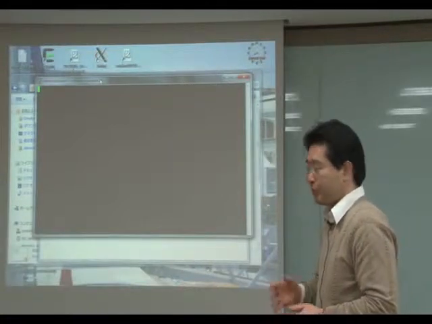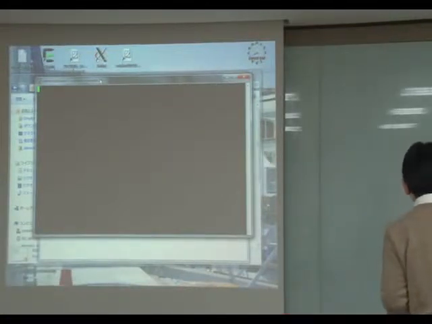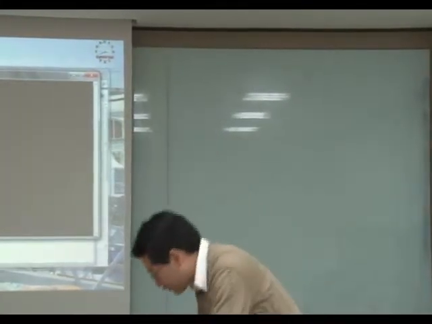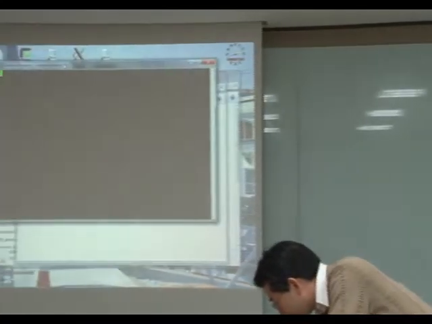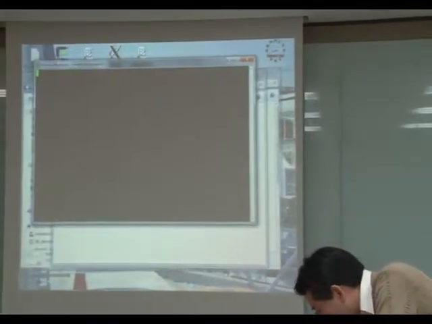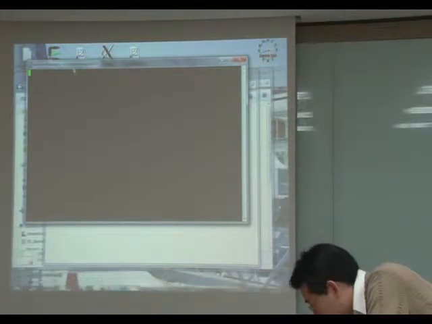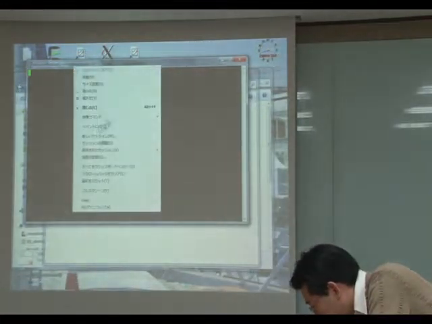Boundary condition of lid-driven cavity flow. I guess if the internet connection is okay, I can show you the sample code, but it does not connect.